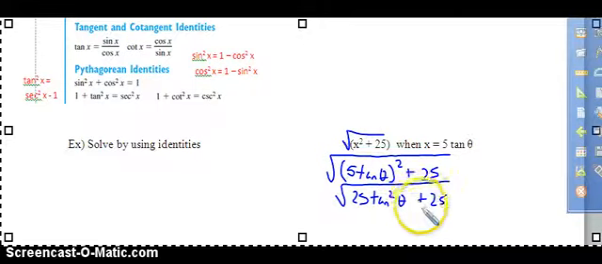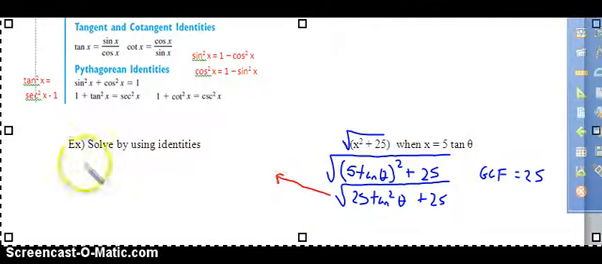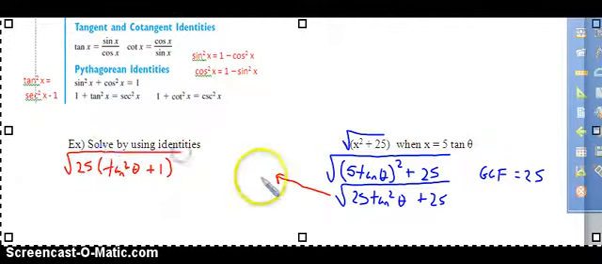And I can't take the square root of this because it's a binomial, so what I want to try to do is simplify this. So I'm going to simplify this by actually factoring. I'm going to take out the greatest common factor, which in this problem would be a 25. I'll do that over here where I have more room. So 25 times, so if I divide both of these by 25, I'd get tangent squared theta plus 1. And that's still underneath the square root sign.